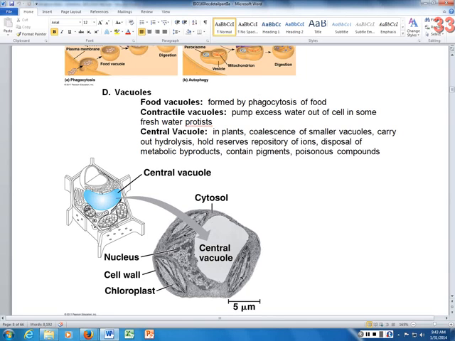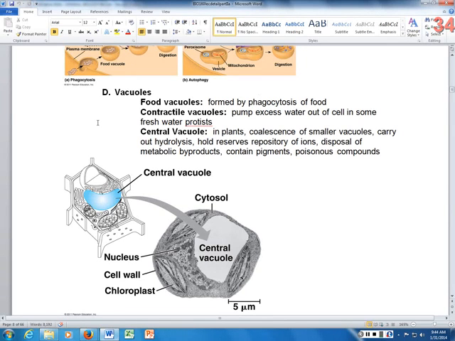Contractile vacuoles, these pump out excess water. Some of the freshwater protists need to have really active vacuoles in there. If you are an organism that lives in fresh water that doesn't have a lot of solids, but you have a lot of solids on the inside, diffusion is going to cause all this water to keep coming into you. They have to have a means to pump it out, or they'll just swell up and burst in there.